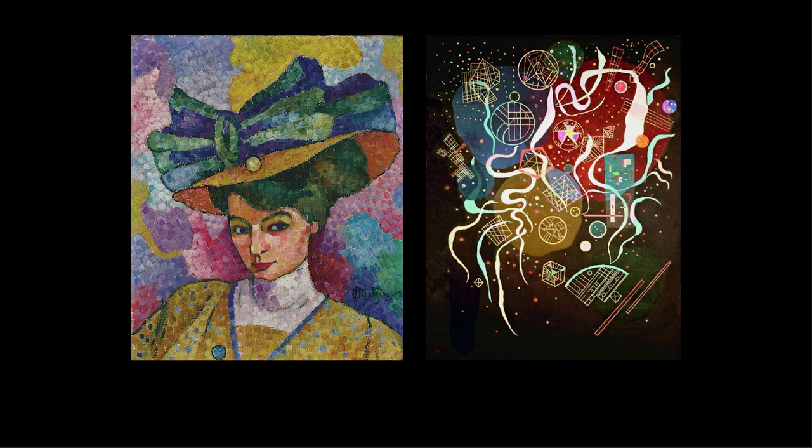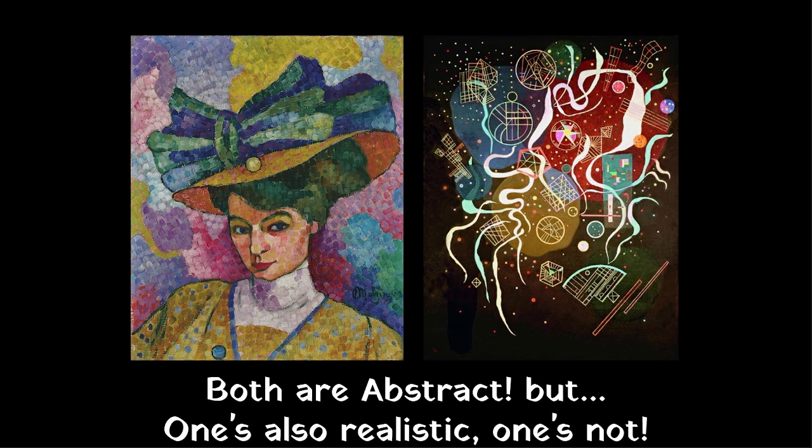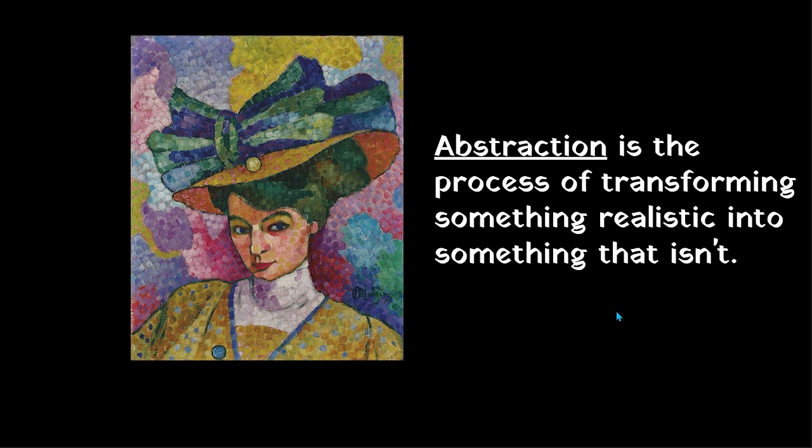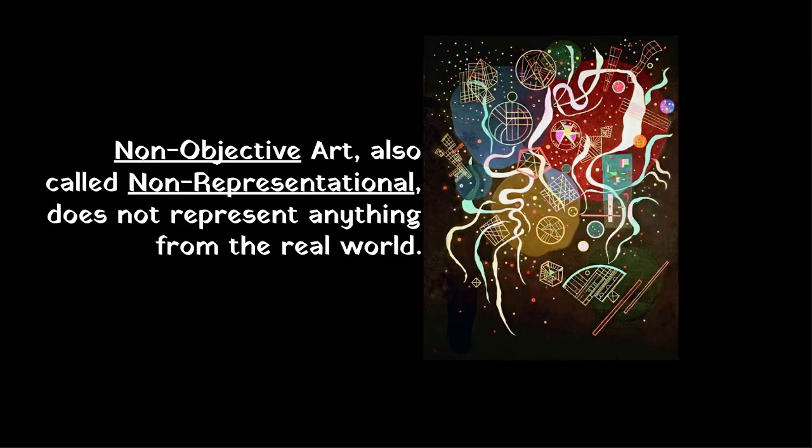So we kind of run into a problem when both of these are abstract. That even though, one, I can tell it's a woman, two, I can't tell what that is. Is there any way we can separate these out with some more words? Because abstract is not cutting it. Both of these are abstract, but like one's realistic and one's not. So here's what I use to describe abstract paintings that look realistic. Abstraction. Abstraction is the process of transforming something realistic into something that isn't realistic. Whereas non-objective art or non-representational art doesn't represent anything from the real world.